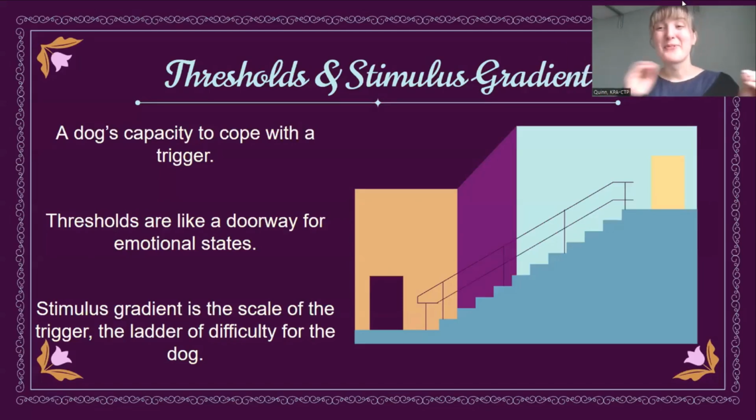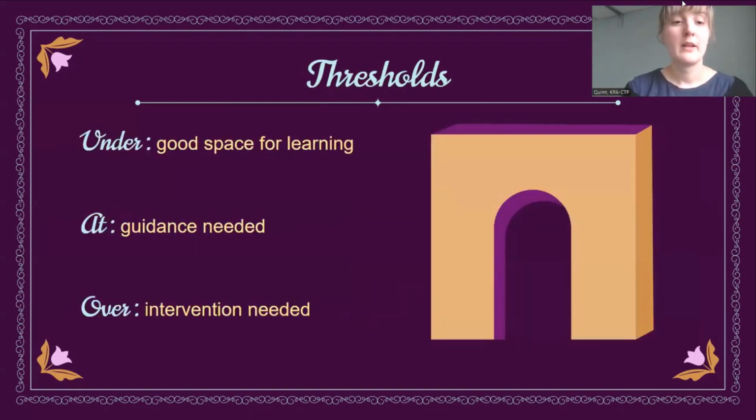Okay, finally, before we get into the skills, you need to understand a little bit about thresholds and the stimulus gradient. What is a threshold? A threshold is like a doorway for your dog's emotional states. Just like a threshold of a home, this is a threshold for emotions. It's a dog's capacity to cope with a trigger. And the stimulus gradient is the scale of how difficult that trigger is.